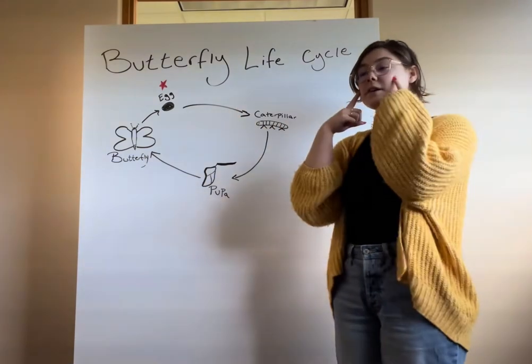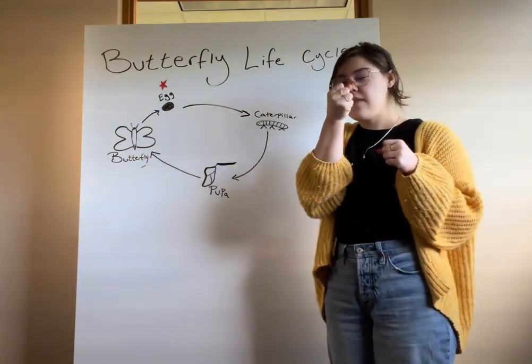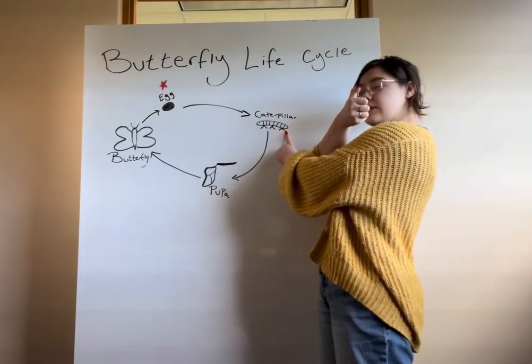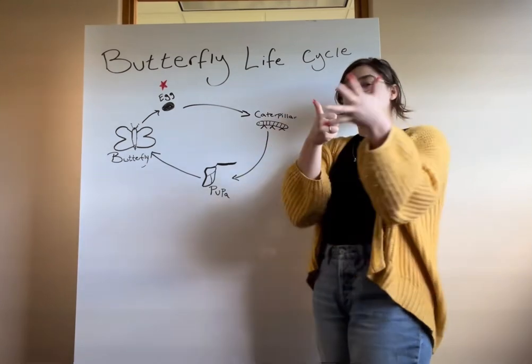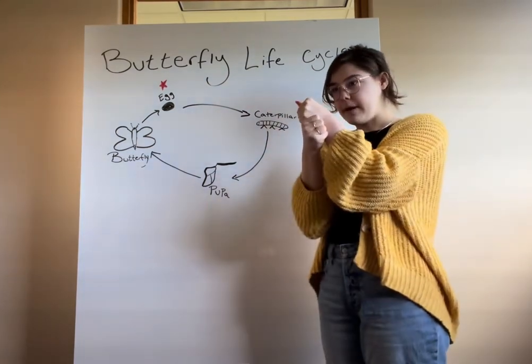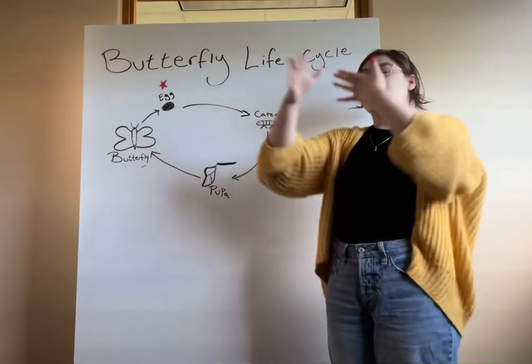So first off, watch Miss Erica. First, we have the egg. It's a little tiny egg. And then second, it goes into a little caterpillar where it can walk around with its little legs. Third, it's going to be curled around and turn into a pupa. And after a long amount of time, boom, it's a butterfly.